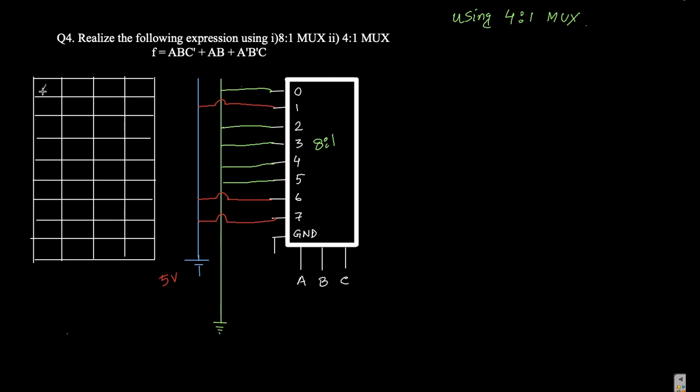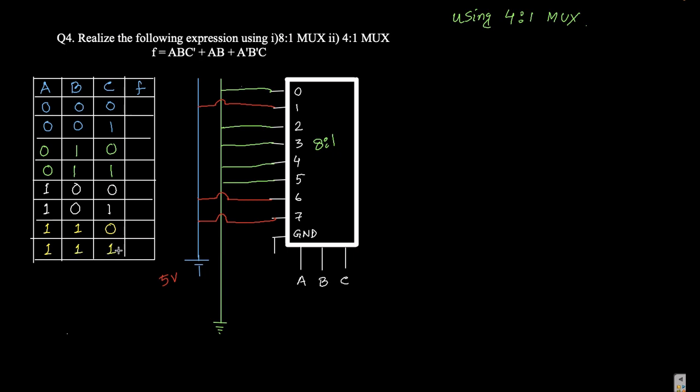So this is our A, this is B, and this is C, and this is obviously F. Now write the inputs: 0, 0, 0, then 0, 0, 1, then 0, 1, 0, then 0, 1, 1, then 1, 0, 0, then 1, 0, 1, then 1, 1, 0, then 1, 1, 1.